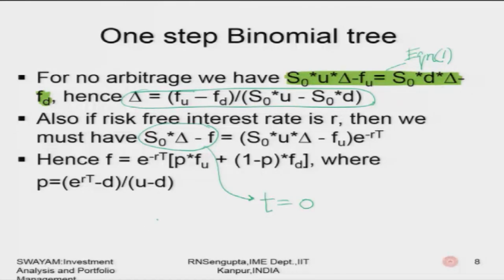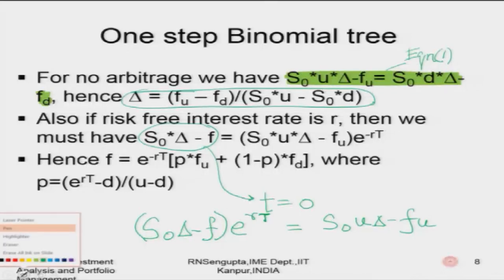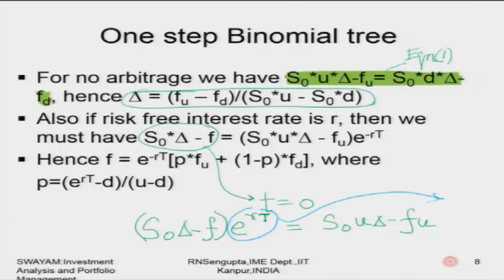So, if we have the value of S naught into delta minus f, and that increases by e to the power r T, this capital T being the case when you want to find out the value of the portfolio in both upward and downward movement balance, that is the riskless case. So, that should be equal to S naught into u into delta, that is the quantum of the option, minus the option price. If I take the time value, in order to consider the time value, I take e to the power r T onto the right hand side, and the equation is exactly as it is given.